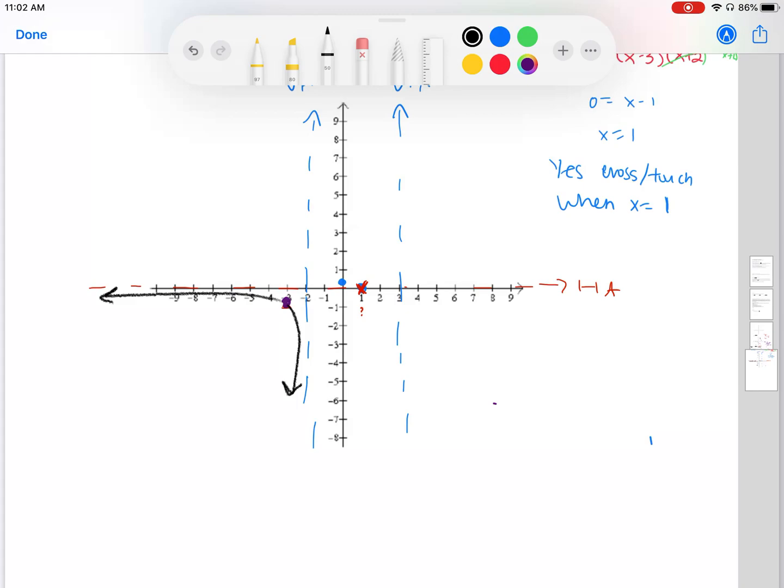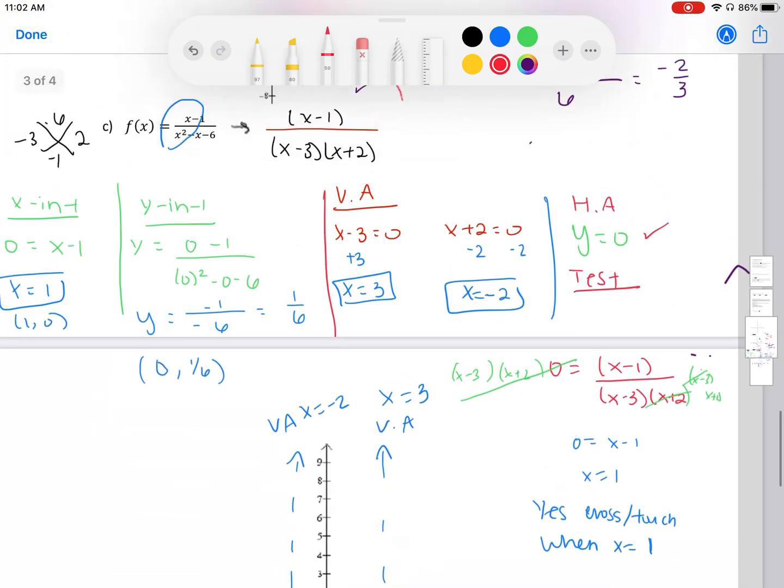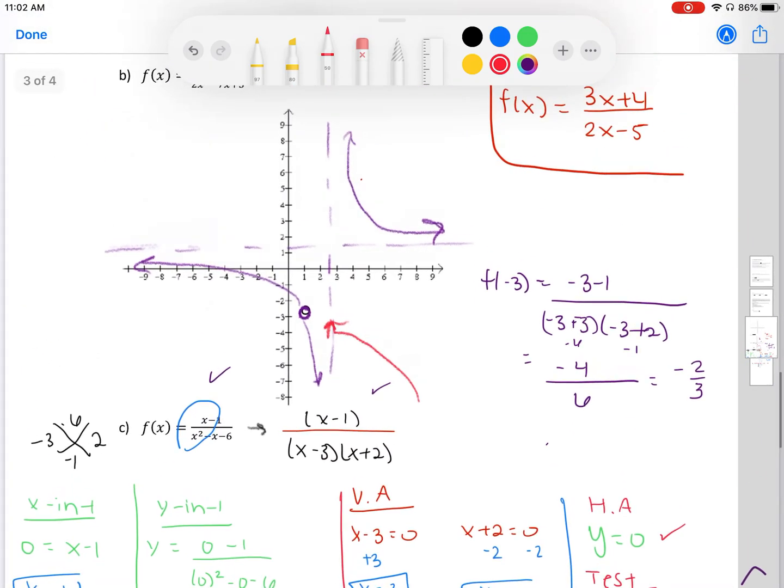Let's see what's going on the far right. So let's test a point like, we can test something like 5. Let's see what's going on at 5. Let's go ahead and plug in 5.